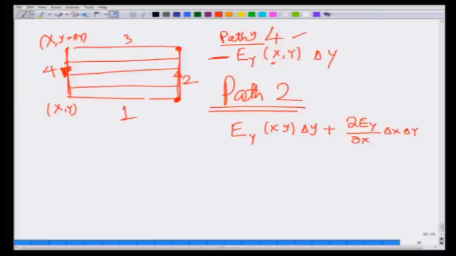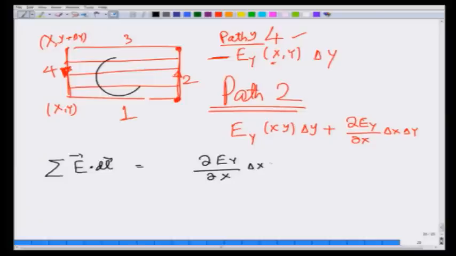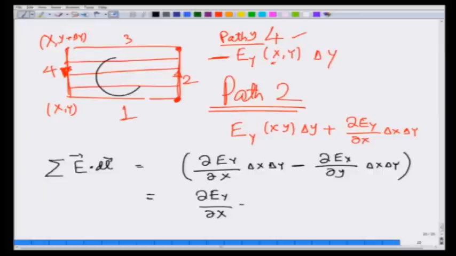If I add all this together, what you are going to get is that the integral E dot dl over this entire path is going to come out to be partial E_y over partial x delta y minus partial E_x over partial y delta x delta y. You can go back to the previous slides and see that all other terms cancel, which I am going to write as (partial E_y partial x minus partial E_x partial y) delta x delta y.